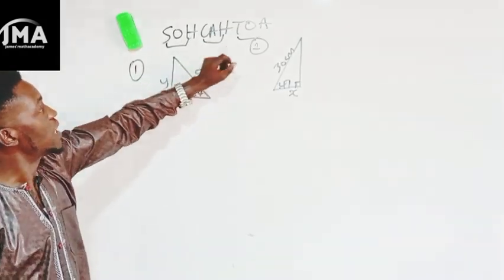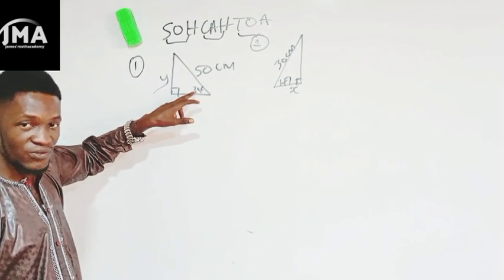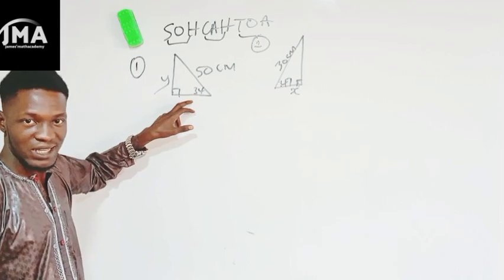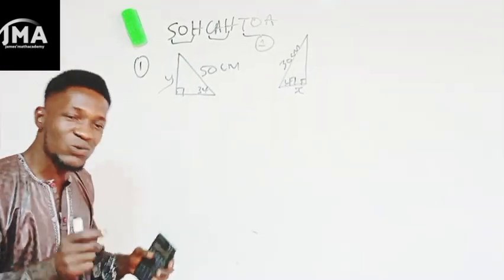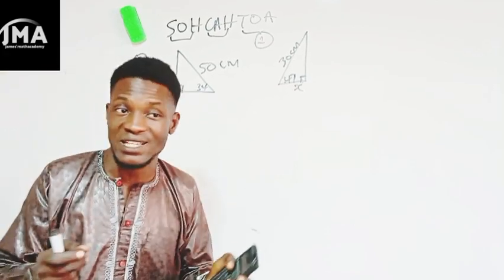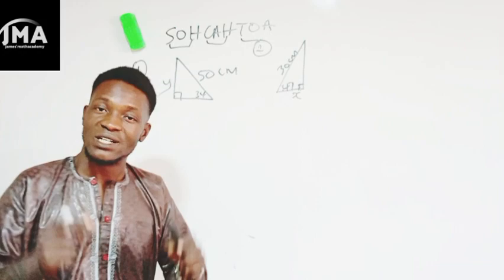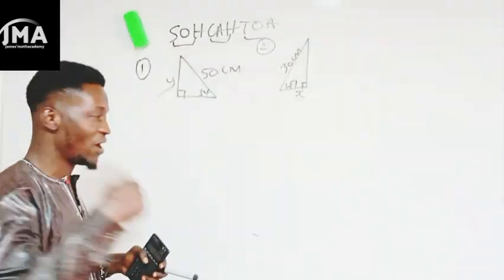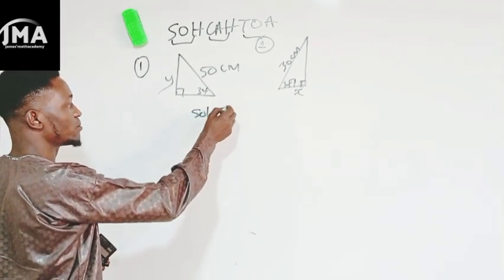We can't use cos, and you cannot use tan, because if you say tan 34, tan 34 is what? Opposite over adjacent. Adjacent is this side, and this is an empty space, so we cannot use it. That is the easiest way in which you can know how to use SOHCAHTOA, and it's only for right angle triangles. So let me dive into how to solve it. Let's say solution first.